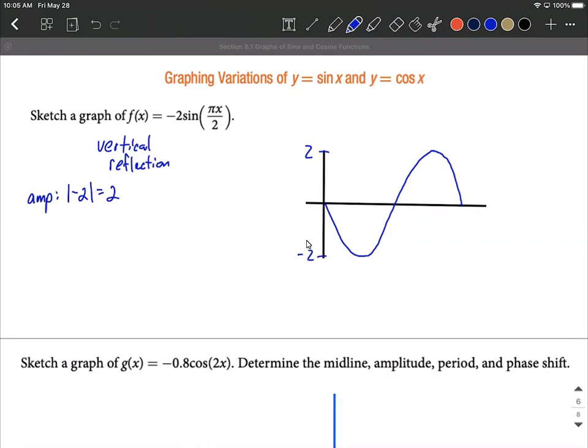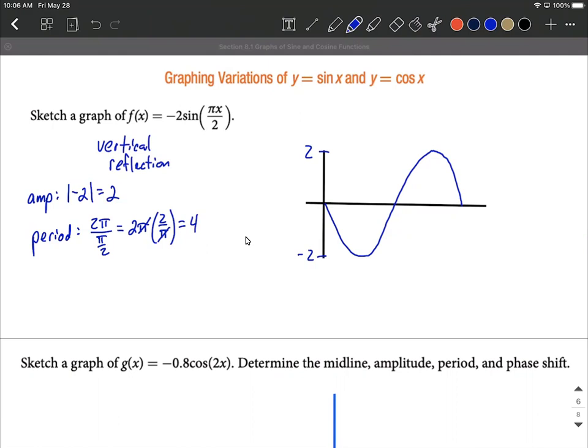Next, let's think about the period. The period is normally for sine 2 pi, but this has been affected by what's attached directly to x on the inside here, so the pi over 2. So what we can do is take the original period for sine, 2 pi, and divide that by pi over 2 on the inside, and that's going to give us our new period. That's the same thing as 2 pi multiplied by the reciprocal, 2 over pi, from our denominator. So the pi's get to cancel out, and we're going to get 4 for our new period for this function.